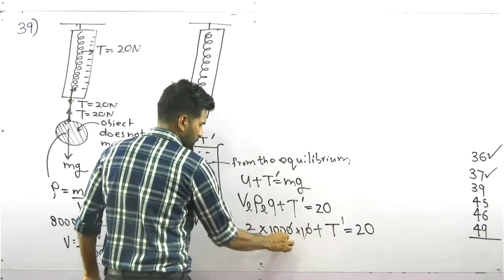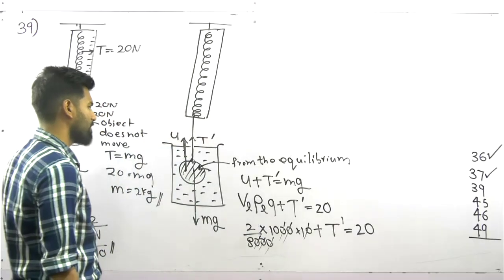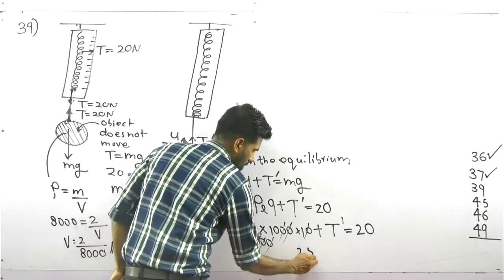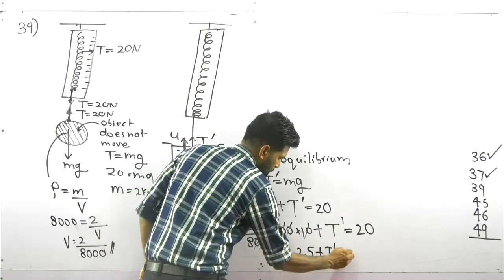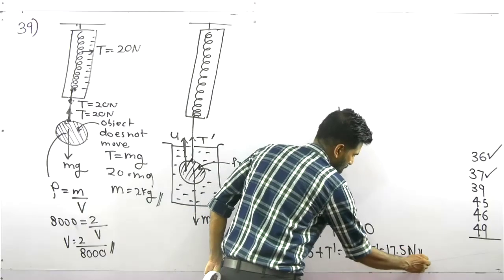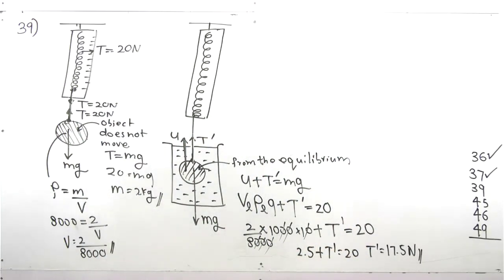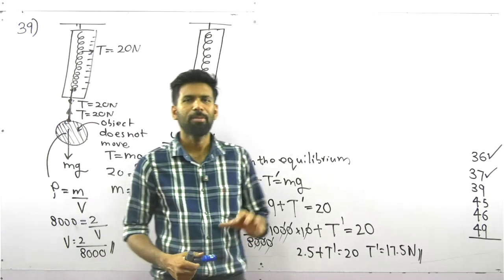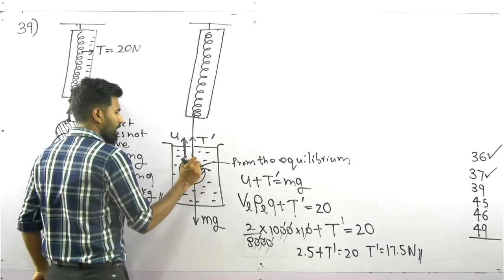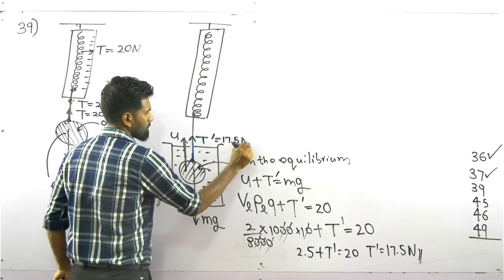20 divided by 8. 2.5 plus T dash is 20. So the T dash becomes 17.5 newtons. So the tension that attracts the object upward is equal to 17.5 newtons.